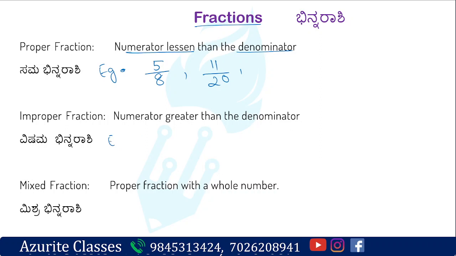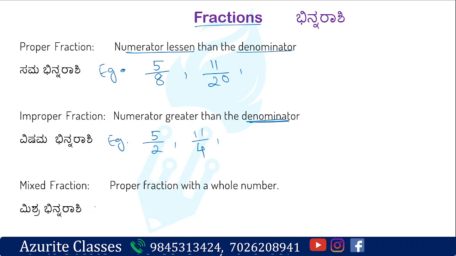So what are improper fractions? If you take 5 here, the denominator should be smaller, that is, the numerator should be greater. Smaller than 5 will be 2. You can write 5 by 2 or anything, right? If you take 11, lesser than 11 will be 4, so you can take 11 by 4 or 11 by 6 or anything, right? These are improper fractions.